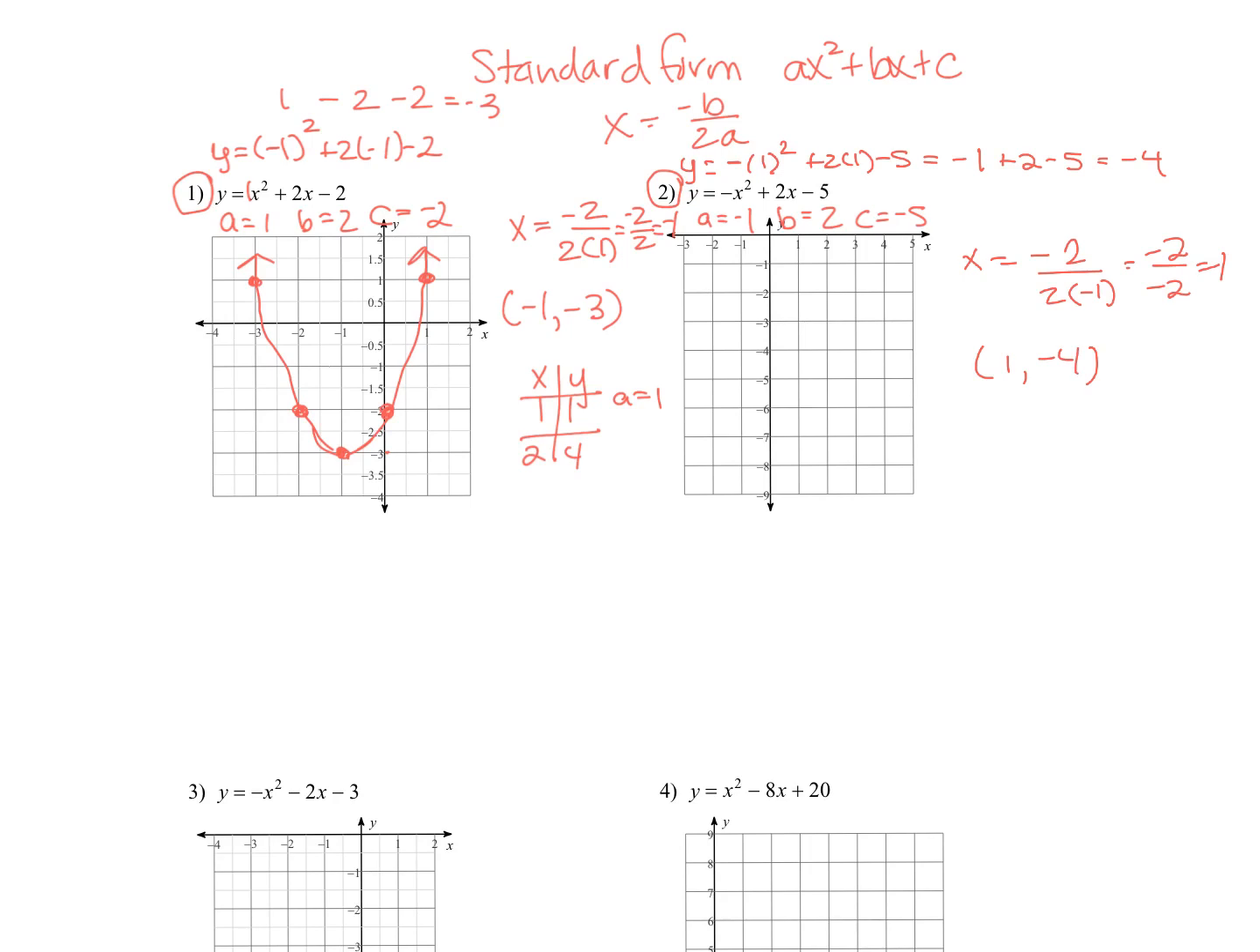Let's go graph that. 1, negative 4. And then let's remember our movements. Our movements are always 1, 1, 2, 4. But I check my a value, which in this case happens to be a negative 1. And that means I'm going to multiply my y movements by my a. So I get a negative 1 movement and a negative 4 movement for my y movements. So let's go do that. I'm going to go to the right 1 and down 1. I'm going to go to the left 1 and down 1. I'm now going to go back to my vertex and go right 2, down 4, and then left 2 and down 4. I'm going to draw in my parabola, and that would be the answer to my question.